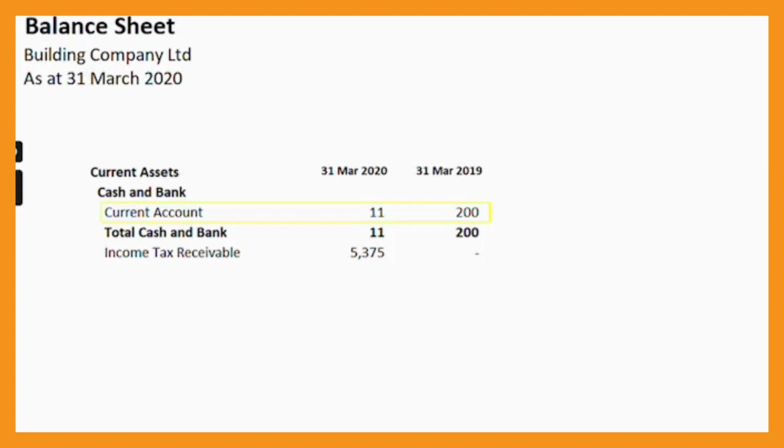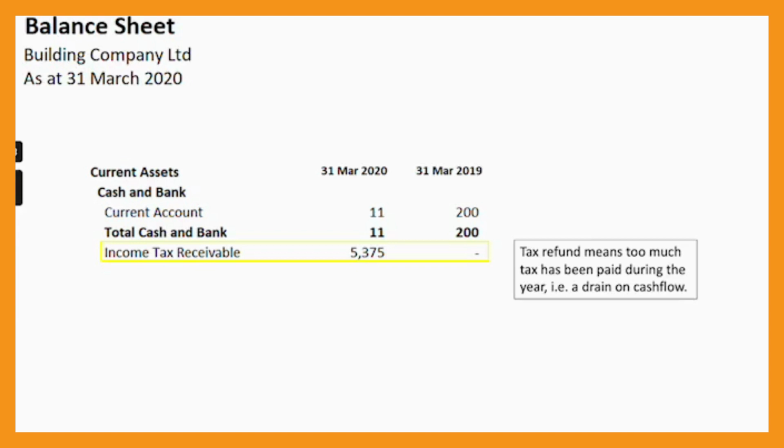The company has a bank current account, but you'll see shortly that it's also running an overdraft. A current account like this is a great way to build up cash reserves for tax payments and any further downturn in trading results. There's income tax receivable of 5,375, which means there's too much tax that has been paid during the year. So there is a drain on cash flow.